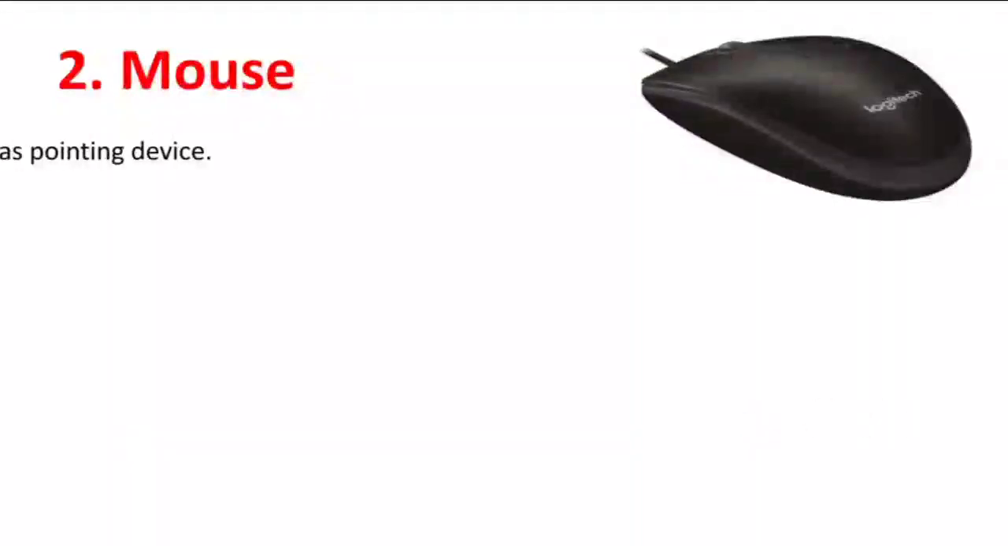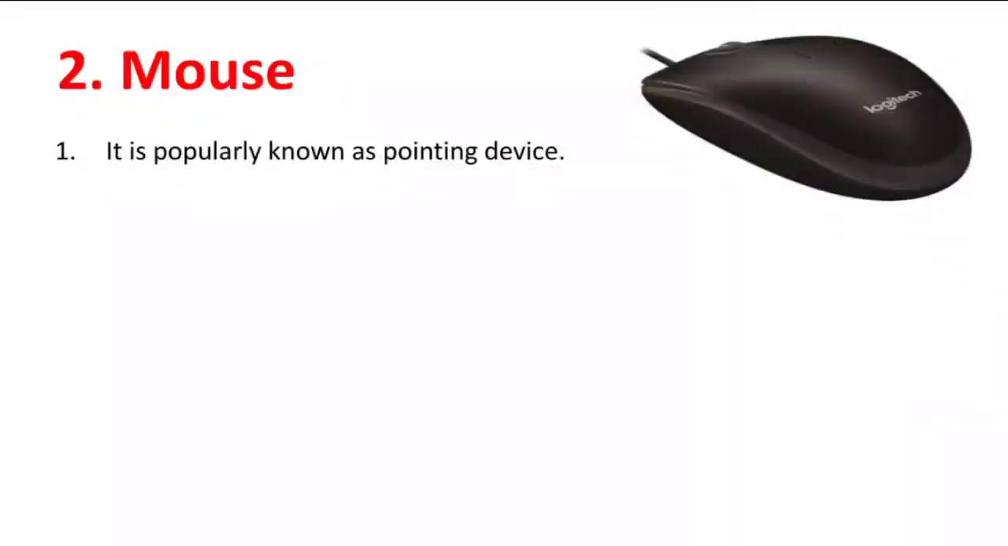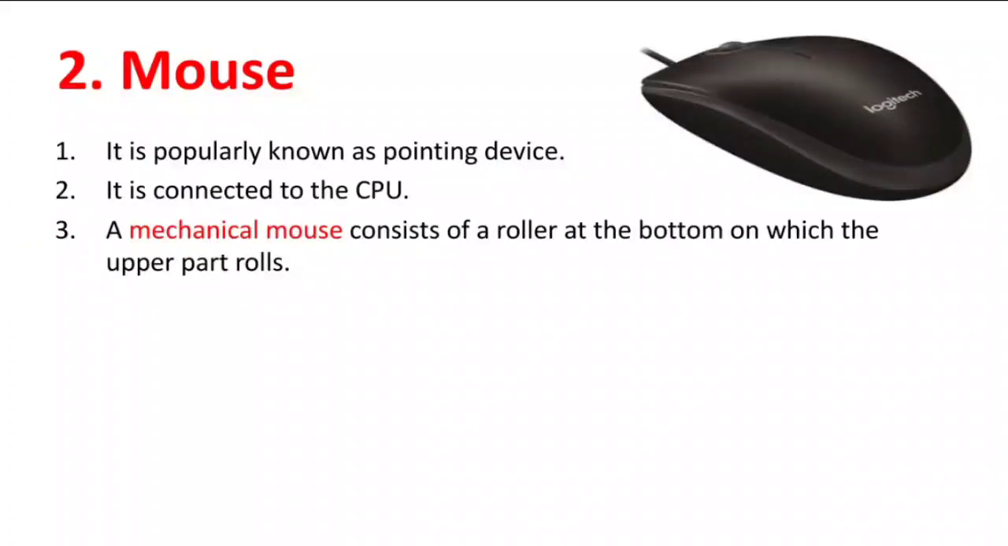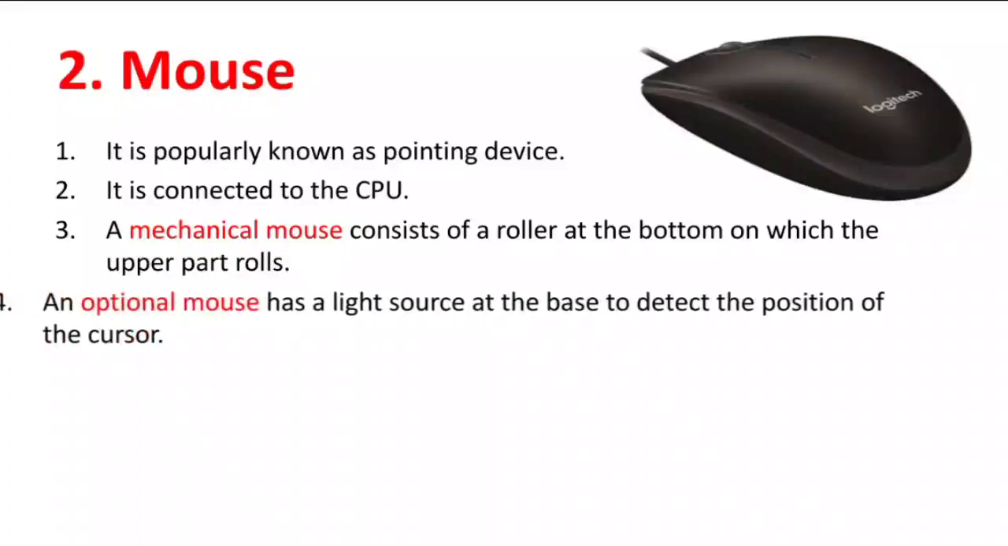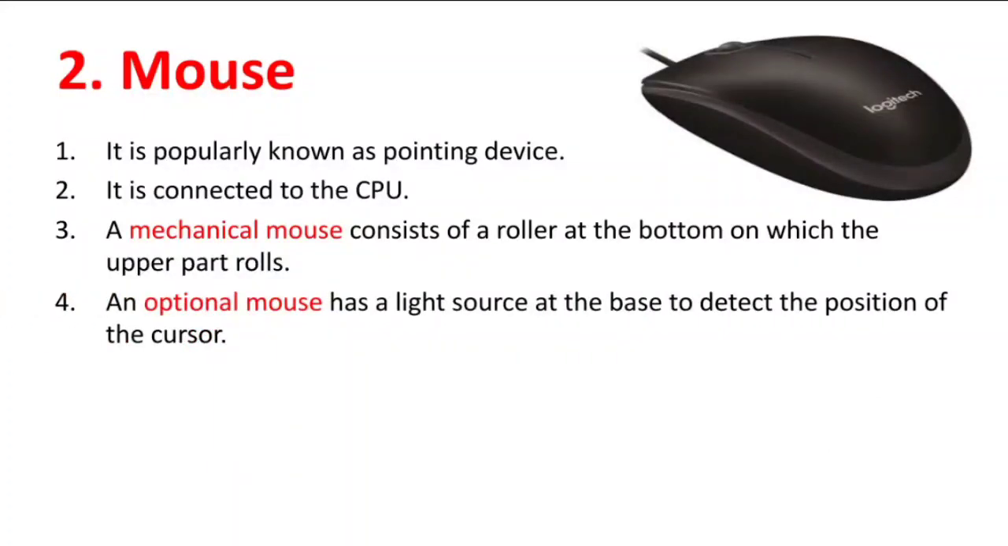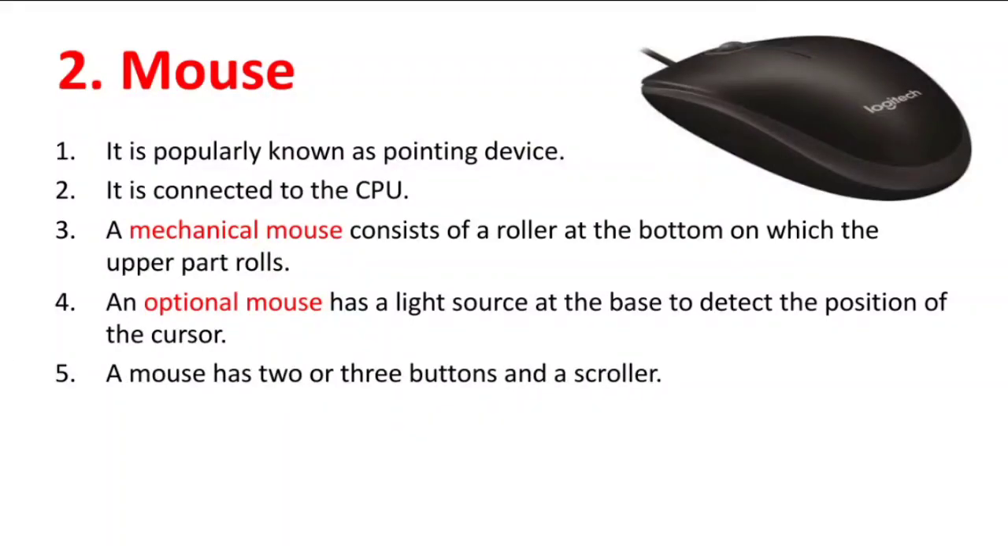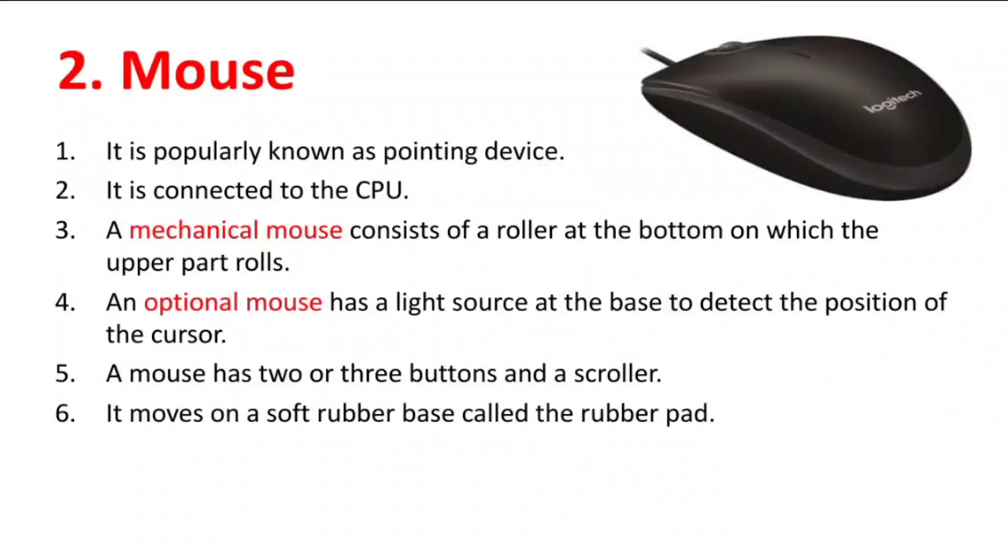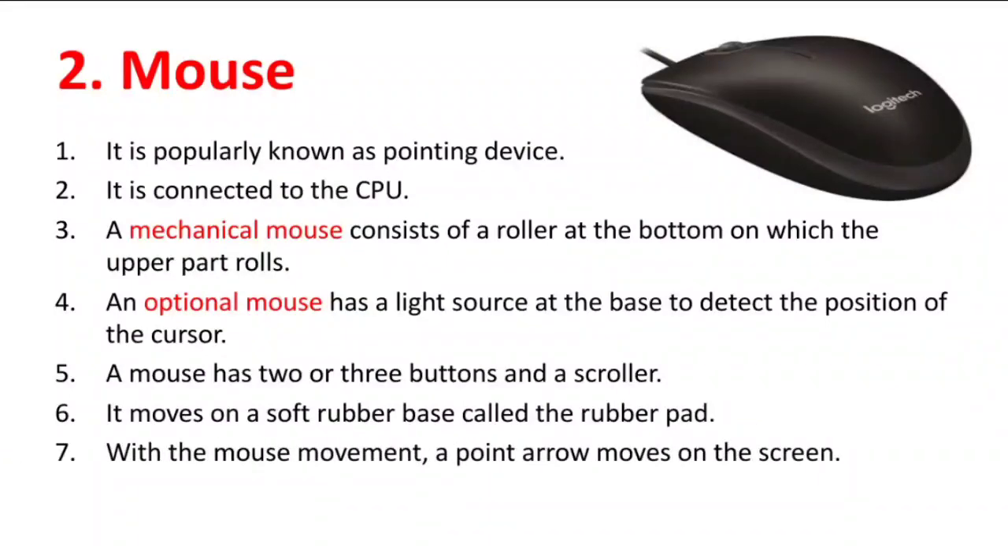Then you come to the mouse. It is popularly known as a pointing device. It is connected to the CPU. A mechanical mouse consists of a roller and a button on which the upper part rolls. An optical mouse has a light source at the base to detect the position of the cursor. A mouse has 2 or 3 buttons and a scroller. It moves on a soft rubber base called the rubber pad. With the mouse movement, a pointer arrow moves on the screen.